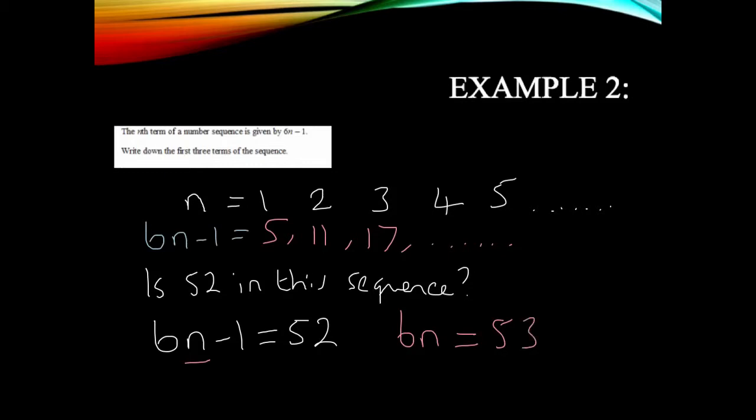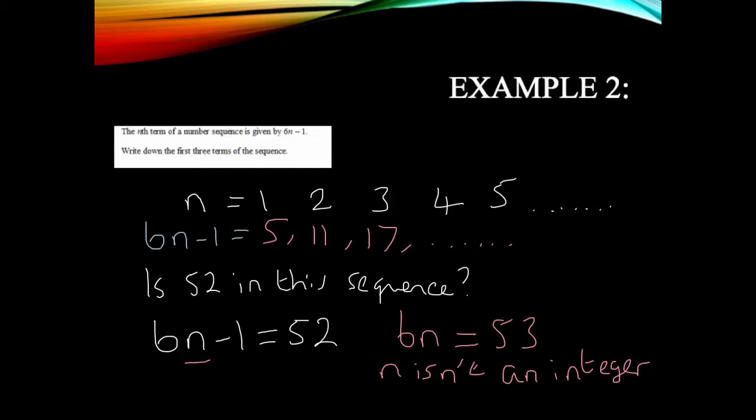Now, the question is 6 times something is 53. Well, 53 isn't in my 6 times table. So n isn't a whole number, and another word for whole number is integer. So we can say n isn't an integer. You could of course write whole number. So therefore 52 is not in the sequence, and I can be quite confident about that.